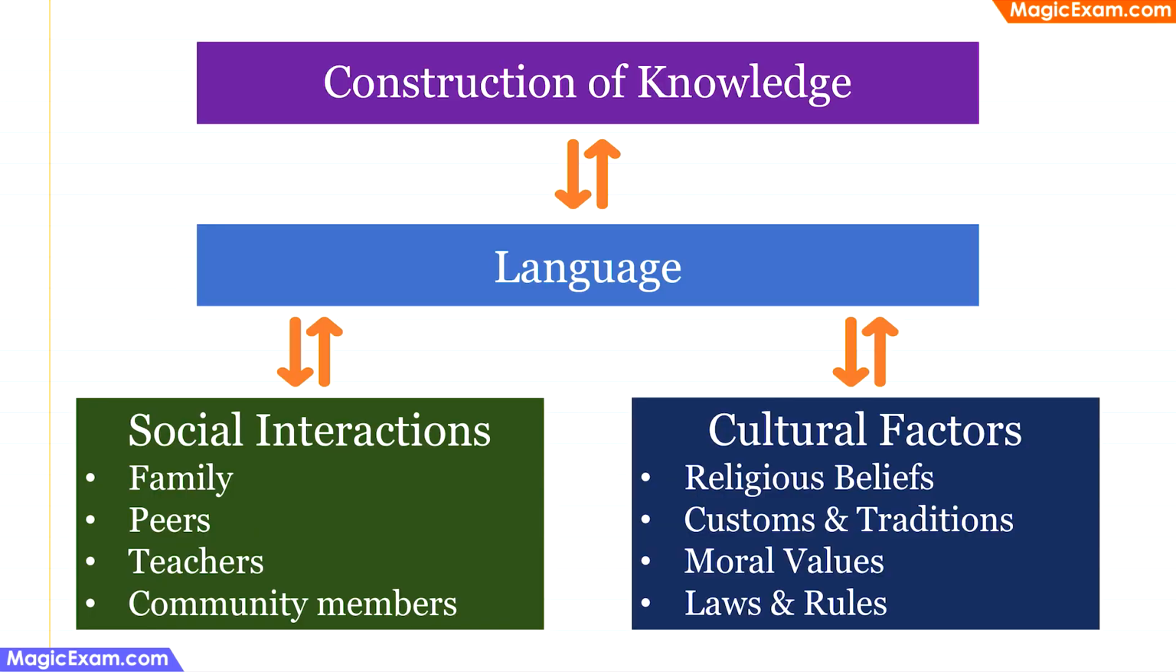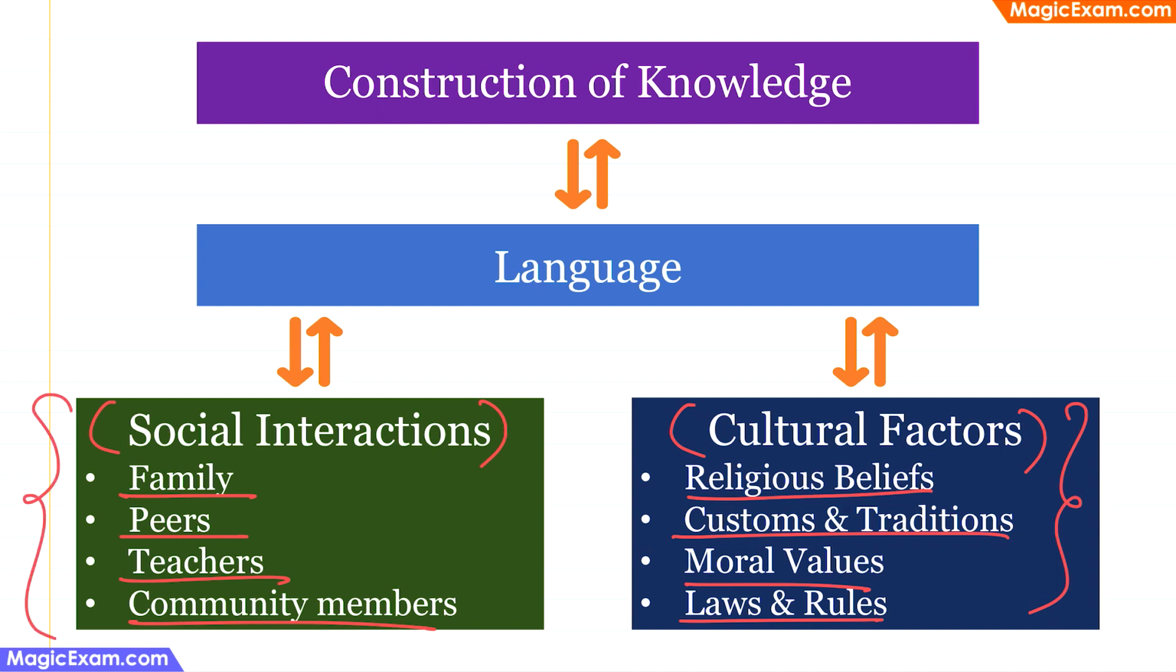To explain Lev Vygotsky's social constructivist theory in a very simple way, we can say that the child will receive a lot of information through social interactions. That is, when the child interacts with his or her family, peers, teachers and community members, then the child will receive a lot of information. And the child will also receive information through various cultural factors. For example, the religious beliefs or the customs and traditions that are followed by his or her family and community, and the moral values, the laws and rules of the country or the community that he or she is living in. So all these cultural factors and all these social interactions give a lot of information to the child, and the child will use these bits and pieces of information and actively construct knowledge in his or her brain.